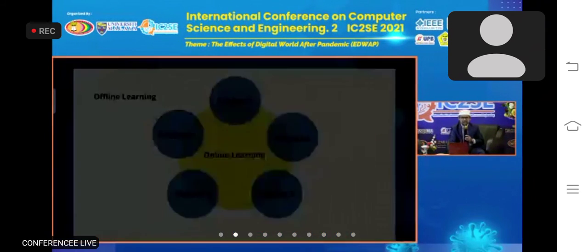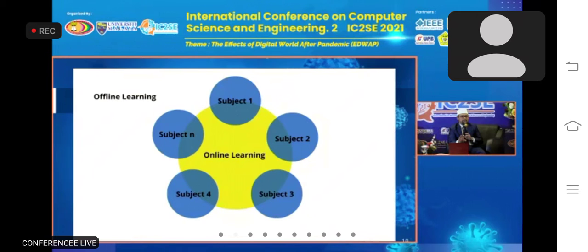Okay, next. This is the model that we have proposed. We recommend doing the online learning process. We divide the model into two areas: the offline learning area and the online learning area. The online learning area is the yellow circle, and the offline area is the white part of the model. This means that online learning must be within the area of offline learning.